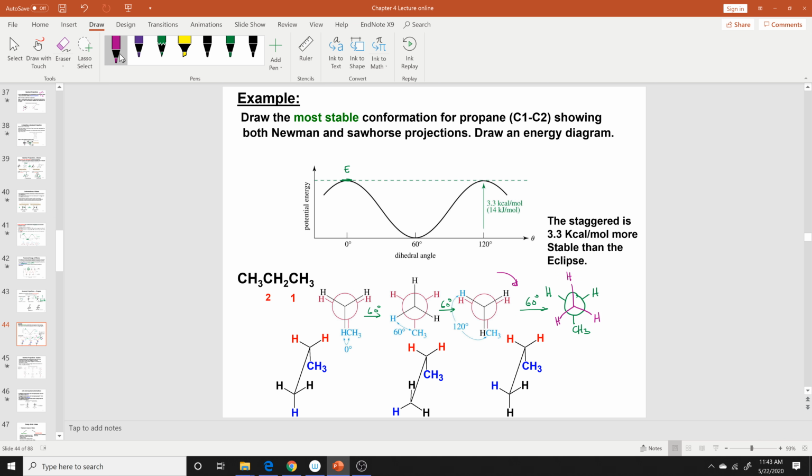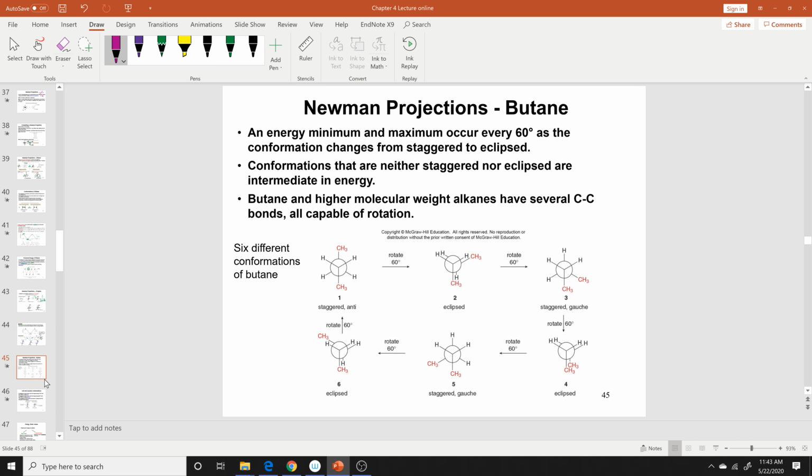So again, as you can see, I'm going from eclipsed to staggered, and then eclipsed, and then staggered. I'm going to keep doing this until I rotate a full circle. So I'm going to end up having my energy diagram alternating between eclipsed and staggered conformations. So this is the staggered, and then you have the eclipsed, you have the staggered. All the staggereds are the same, so they have the same energy. All the eclipsed are the same, they have the same energy.